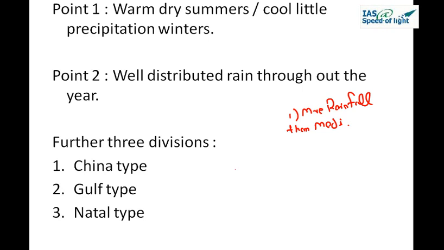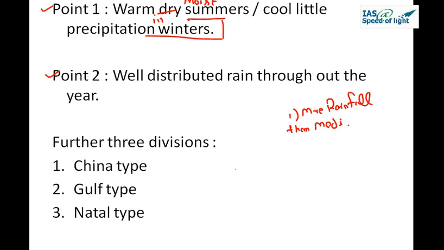So here's a mistake actually. "Warm, dry summers" cannot be right. And "cool, little precipitation in winter" is also not right. We can easily find out this has to be the case with the Mediterranean climate, where you get rainfall in the winters and no rainfall in the summers. So actually, it is warm, moist summers and cool, little precipitation in winters as well.